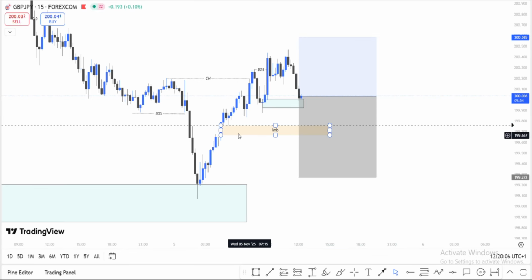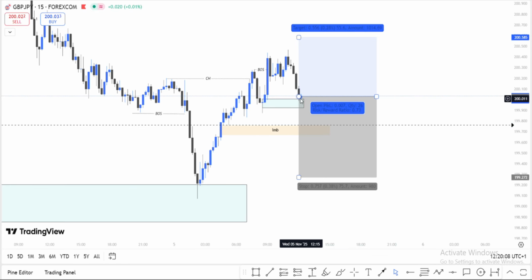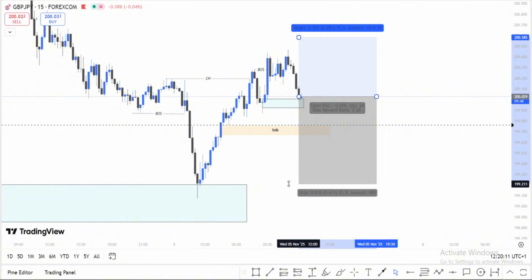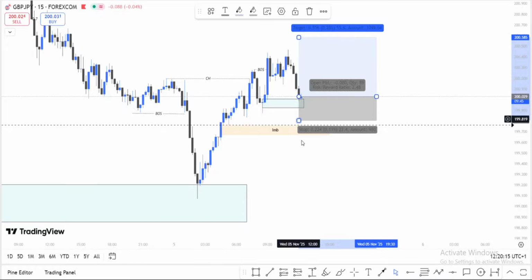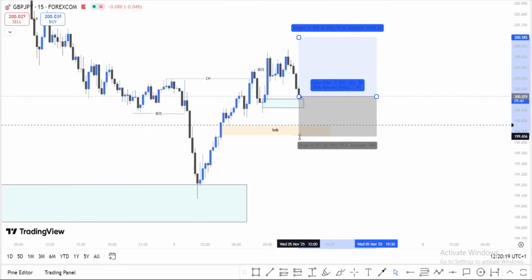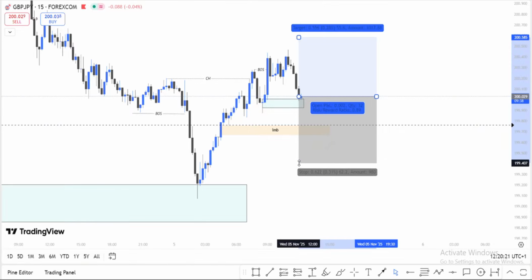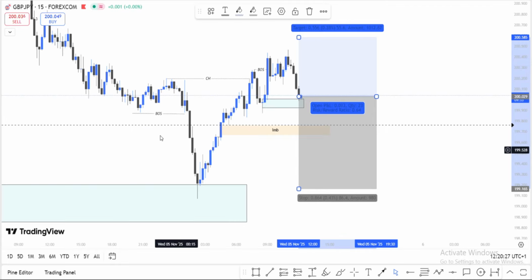Why is it going to be below? Because of this imbalance, because price might still come down to fill this imbalance, right? So our stop loss will be below. If you put your stop loss here, price might take it out and then tap on this imbalance and continue back to the upside. So in order to avoid that, you can just put your stop loss below this, just somewhere here.